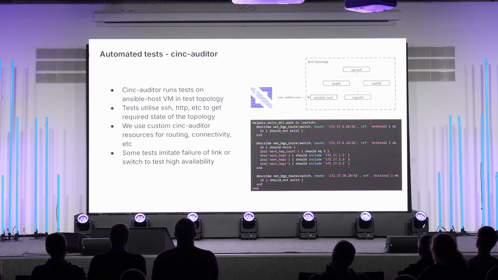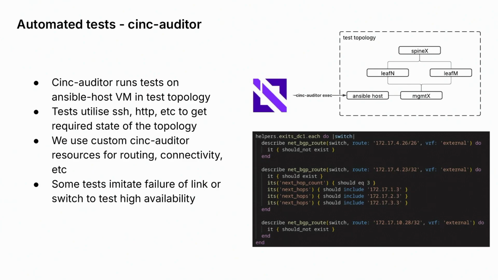So now let's move on to how we do testing. We use Cinc Auditor, previously known as InSpec. A bit of background: we are using Chef for our server infrastructure to manage it as code, and it uses Test Kitchen, which uses InSpec or Cinc Auditor. So we decided to use the same for our network. That's why we chose this.